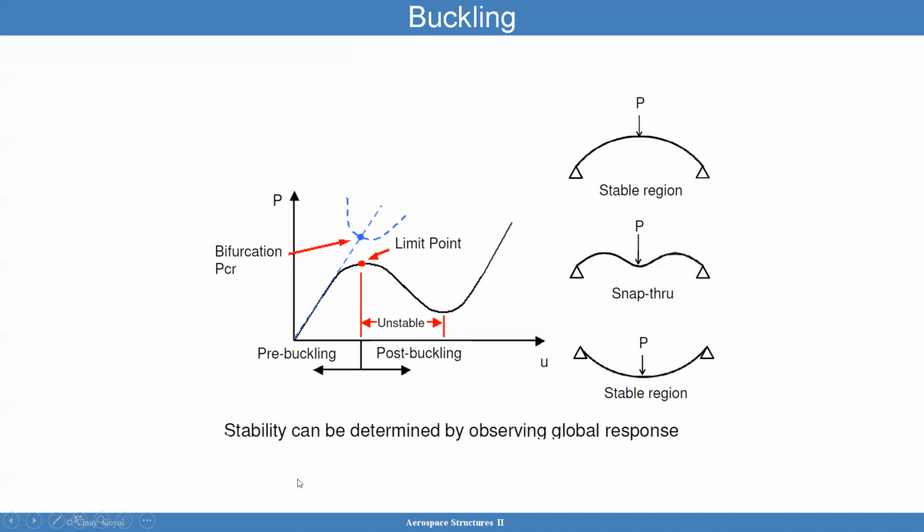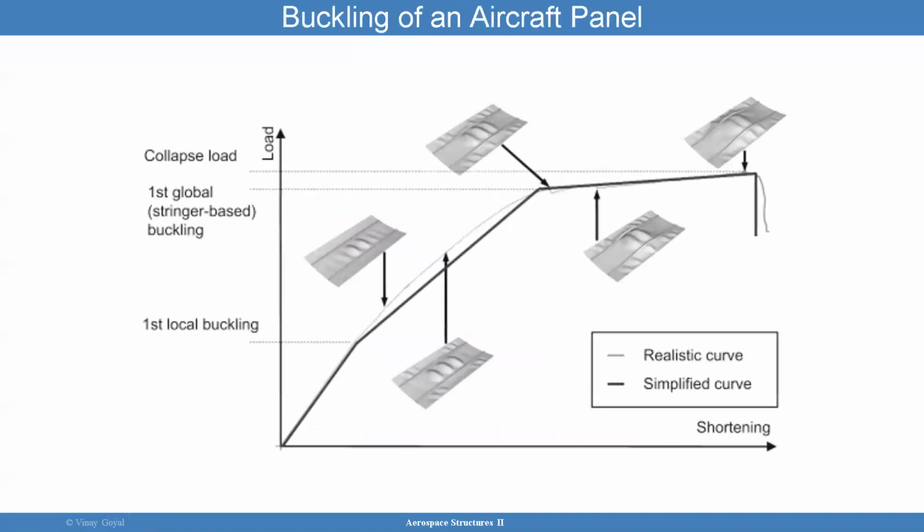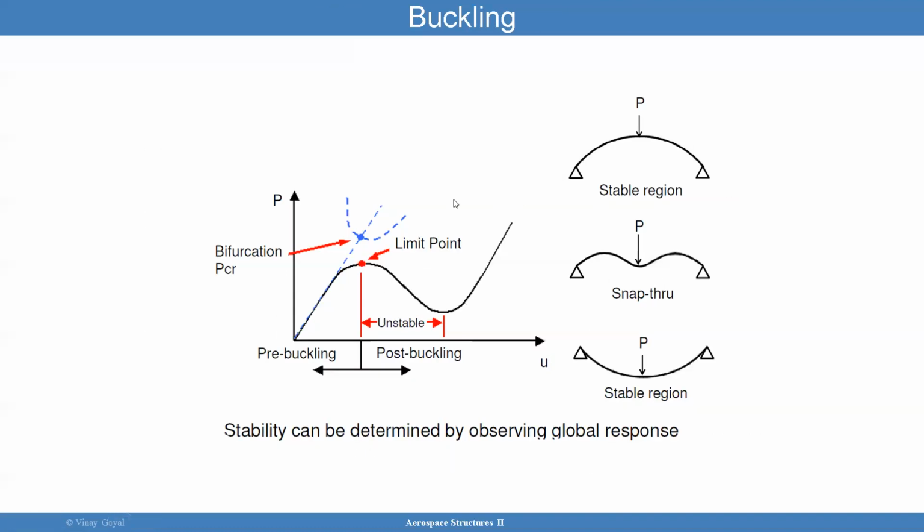So you can actually determine the stability of what you have by looking at the global response. In this example of the shear of the panel, clearly the fuselage did not fully collapse. So just by looking at this picture, I believe it was stable, and it would have gotten worse, but it didn't get there yet. So with that said, a little more.